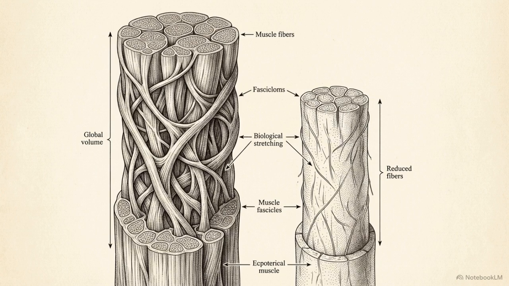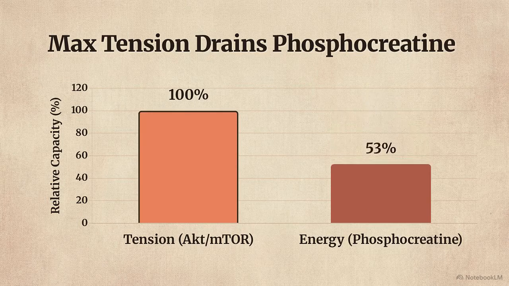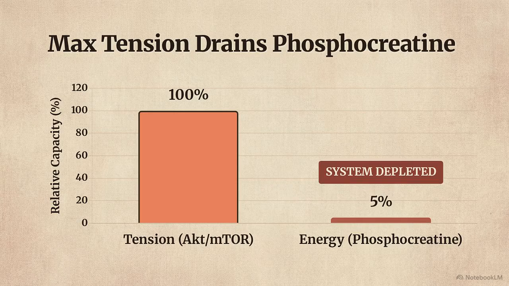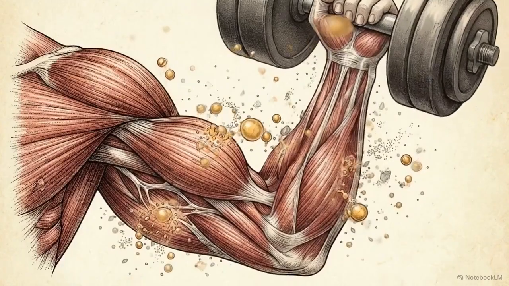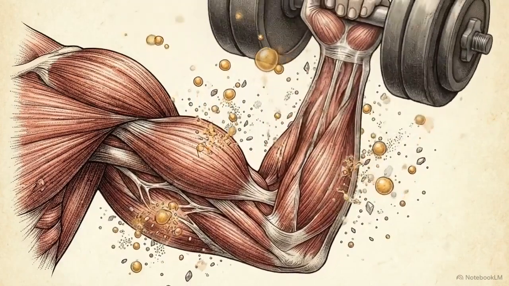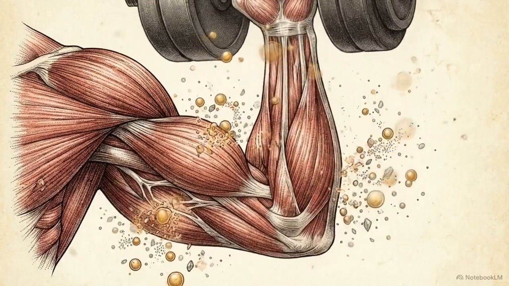Analyzing the first variable, intensity, explains why the 6 to 12 repetition range is mathematically superior to the 1 to 5 range. Sets of 1 to 5 reps maximize mechanical tension and AKT-mTOR signaling, but they rely almost entirely on the short-lived phosphocreatine energy system. Extending the set to between 6 and 12 repetitions exhausts the phosphocreatine stores, forcing the muscle to rely on anaerobic glycolysis to sustain ATP production.